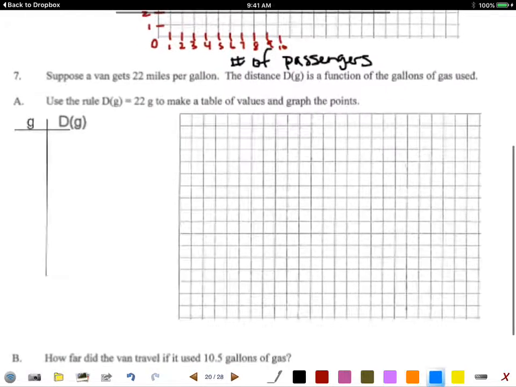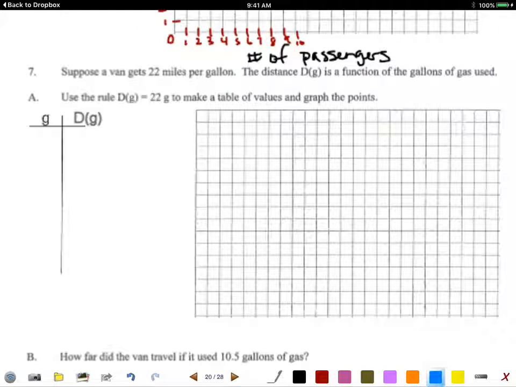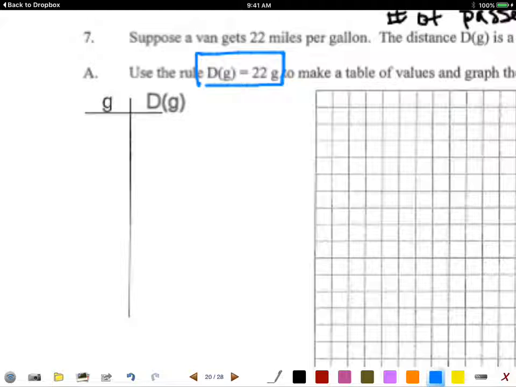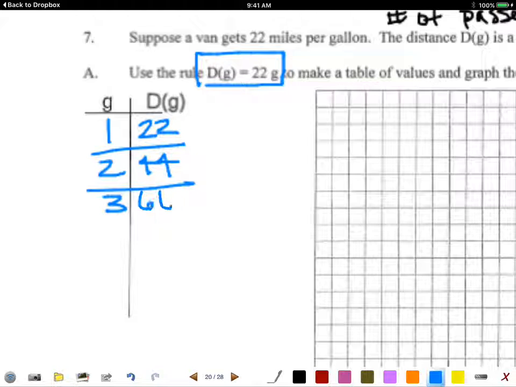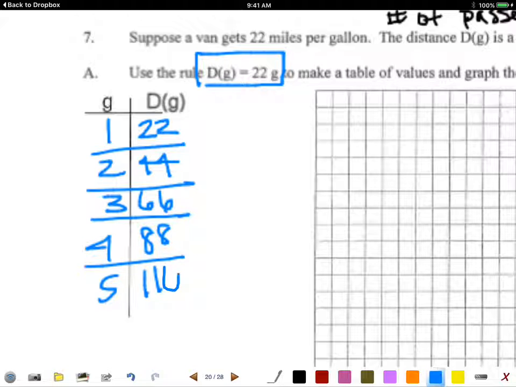All right, let's go to the next one. Suppose a van gets 22 miles per gallon. The distance, d of g, is a function of the gallons of gas used. Use the rule d of g is equal to 22g to make a table of values and graph the points. Okay, so 22 miles per gallon. So we're going to start with going on 1 gallon, we would get 22 miles. On 2 gallons, we would get 44. On 3 gallons, on 4 gallons, 5 gallons, and 10, and so on.